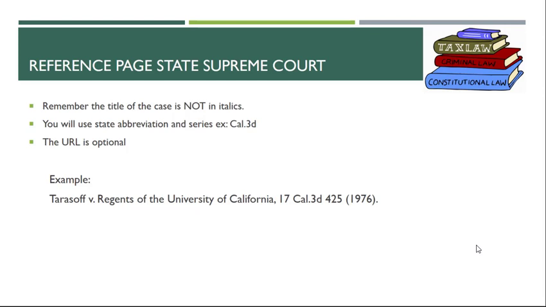Here's an example of a reference page citation for a state Supreme Court instead of the United States Supreme Court. Remember, the title of the case is not in italics. You will use the state abbreviation and series of the book that the court case is recorded in. As an example, CAL is an abbreviation for California, 3D is an abbreviation for 3rd District. The URL is optional. Here's an example of a state Supreme Court reference page.